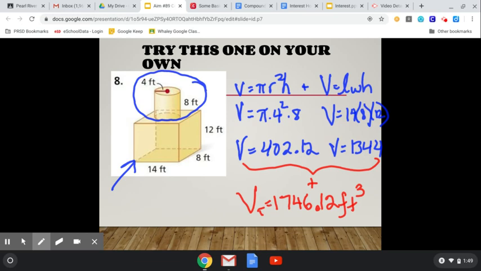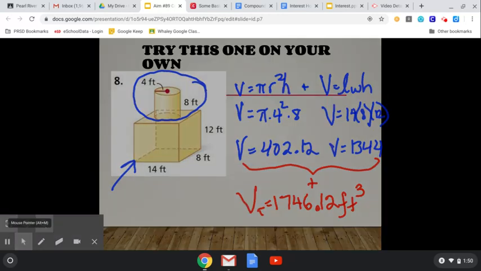Now I rounded it to the nearest hundredth just because, look for them to either tell you to round to the nearest hundredth, nearest tenth, or nearest whole number. They'll be more specific, or I'll be more specific when it comes to a test or something like that. Okay, moving on to the next one.